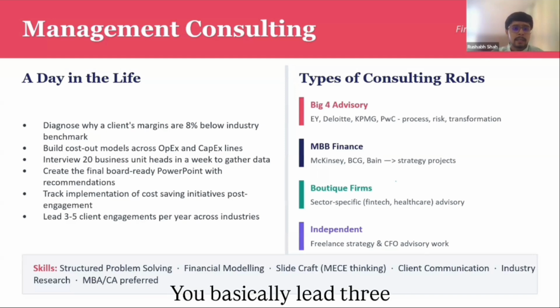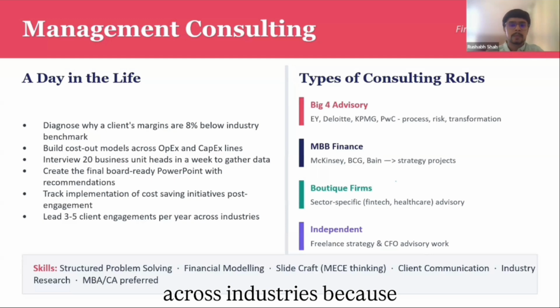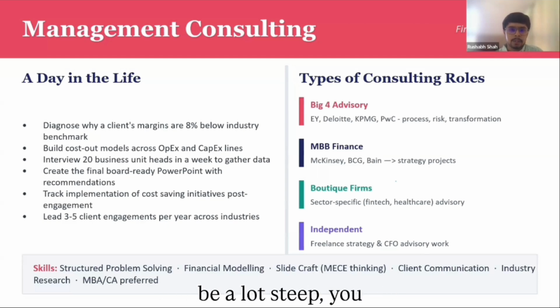You basically lead 3 to 5 client engagements per year across industries, because these management consulting engagements are mid to longer length. It's not a 1 or 2 month assignment. Typical client engagements are always 3 to 6 months at minimum. So in a period of 1 year, you won't be dealing with 12 assignments. You will be dealing with 3 to 5 engagements, but the learning curve will be a lot steeper. You will be learning a lot in a shorter time frame.